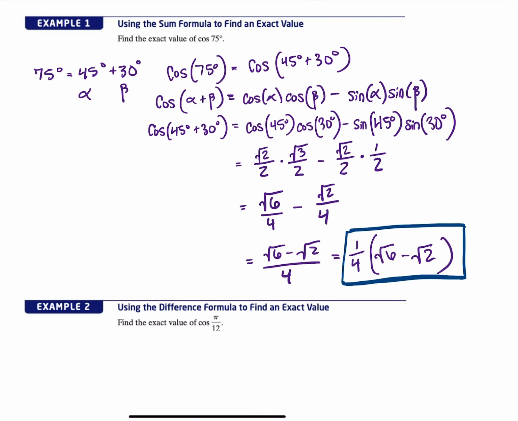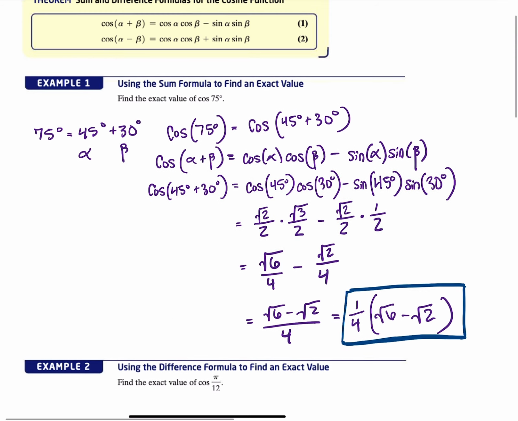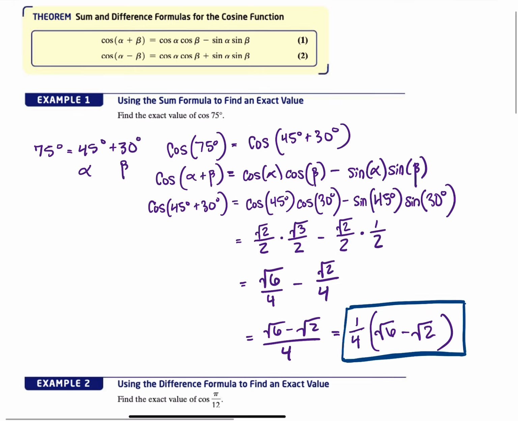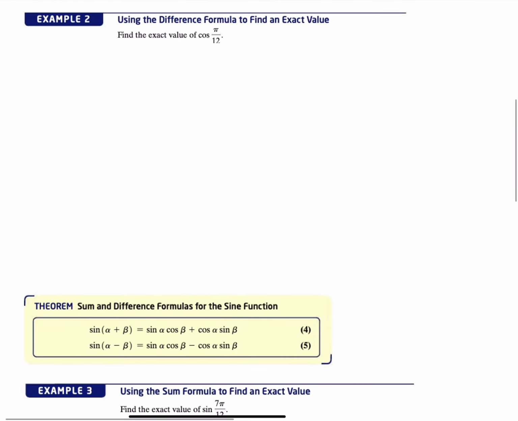All right, let's look at another example. So we'll reference these formulas, and really it's just plugging everything in and evaluating. So let's look at this next one. Now we have a radian angle. We have the cosine of pi over 12.